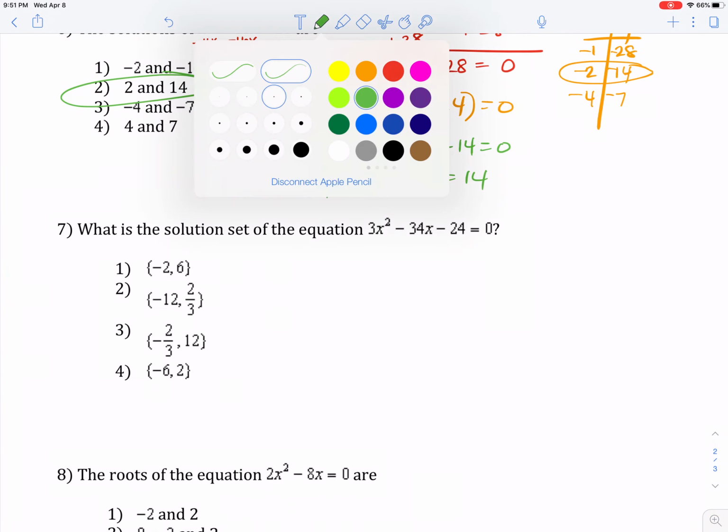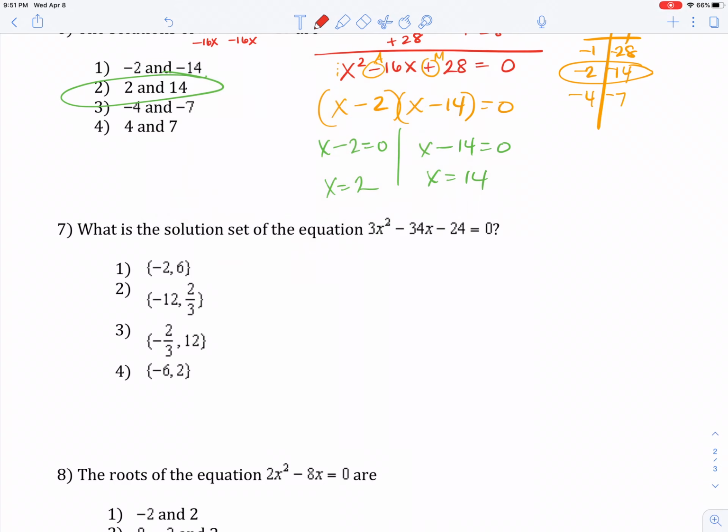Okay, next one. First thing I see, it is set equal to 0, so I don't have to get it set equal to 0. They're all divisible by 3. Oh, no, they're not. No, they're not. Okay, so I have this leading coefficient, can't get rid of it, which means we are splitting the middle. Or you could graph it, or you could plug in. But I'm going to do splitting the middle. The number's going to get big here.